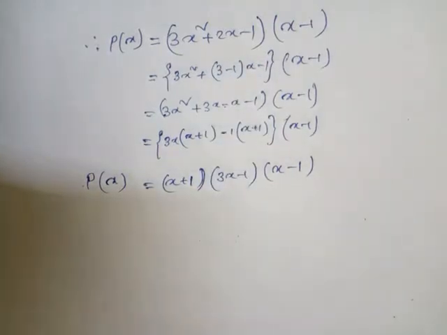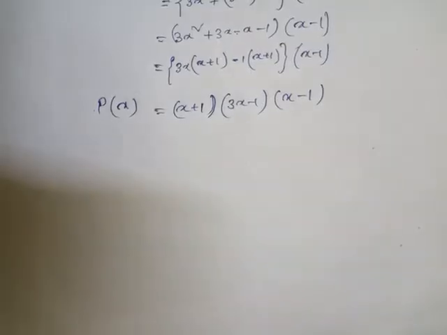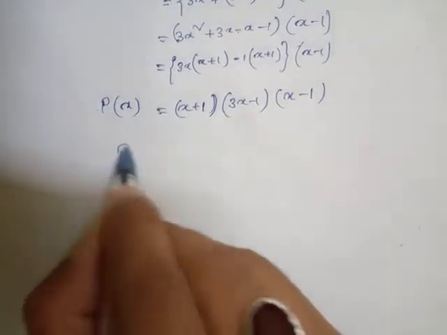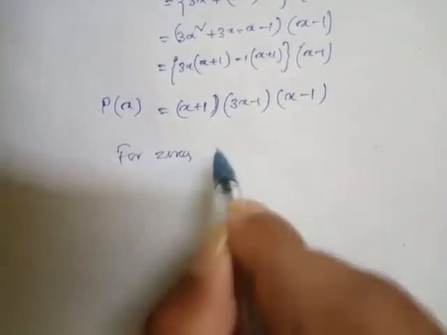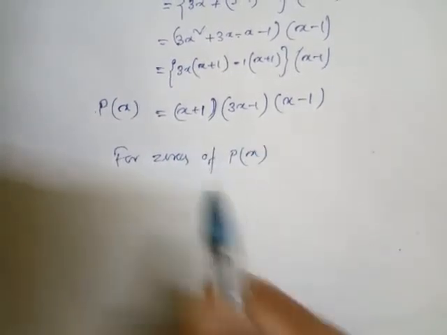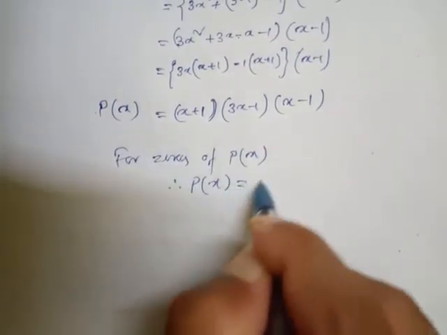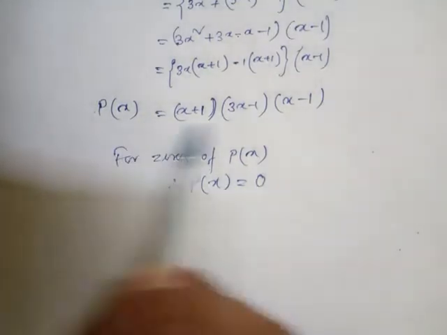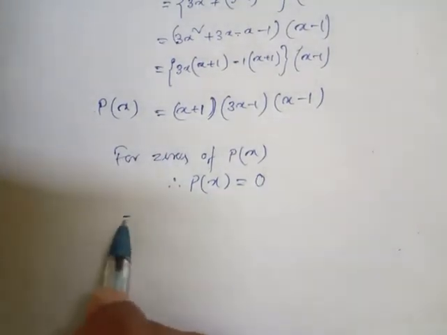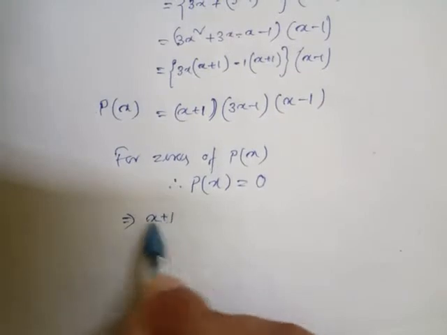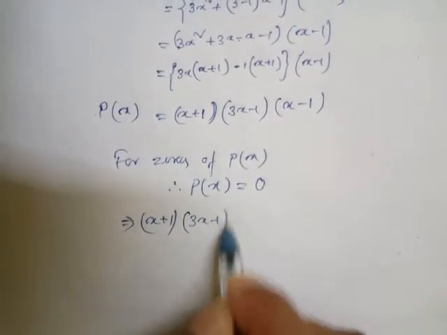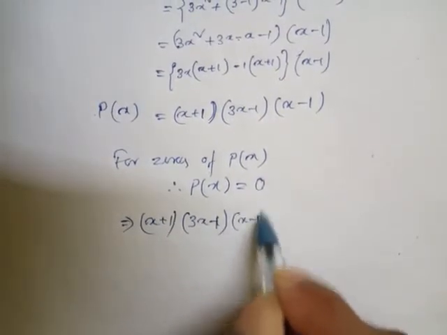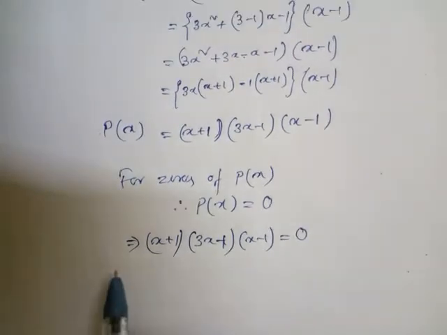Now look student, after that we need to find out the zeros of the polynomial, meaning the other zeros. One zero is 1, and the other zeros we have to find out. For zeros of p(x), therefore p(x) = 0. The value of p(x) is this one, so we'll put down the value of p(x) here: (x + 1)(3x - 1)(x - 1) = 0.